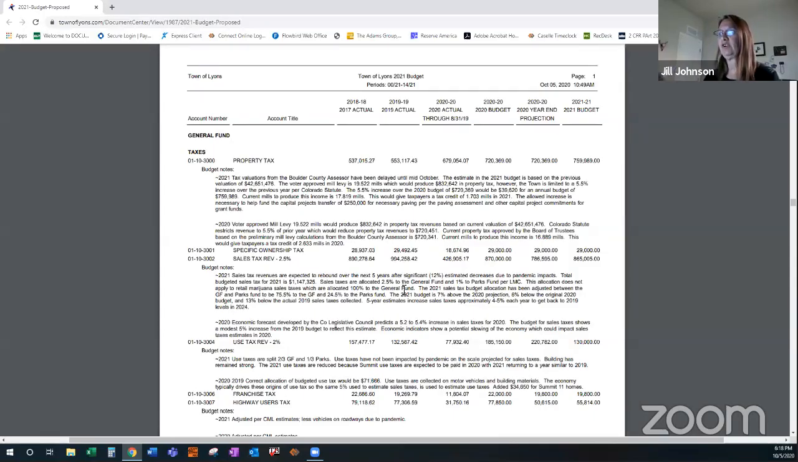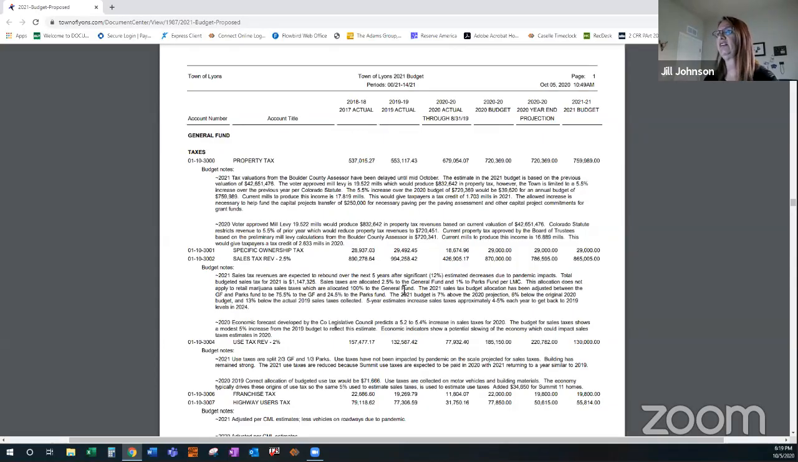There is a note after each account if there is something that's relevant for somebody to know. So like if you look at our specific ownership tax, we don't expect that to change. So we are budgeting the same as we have in 2020, and the other years look very similar to that.